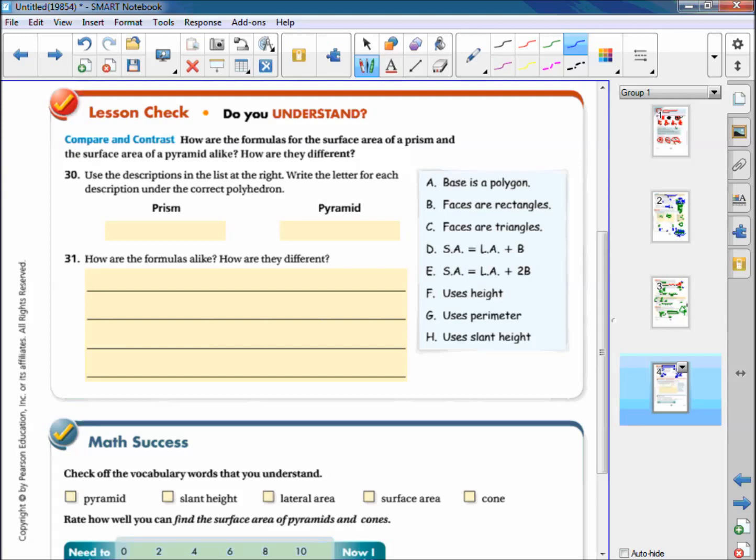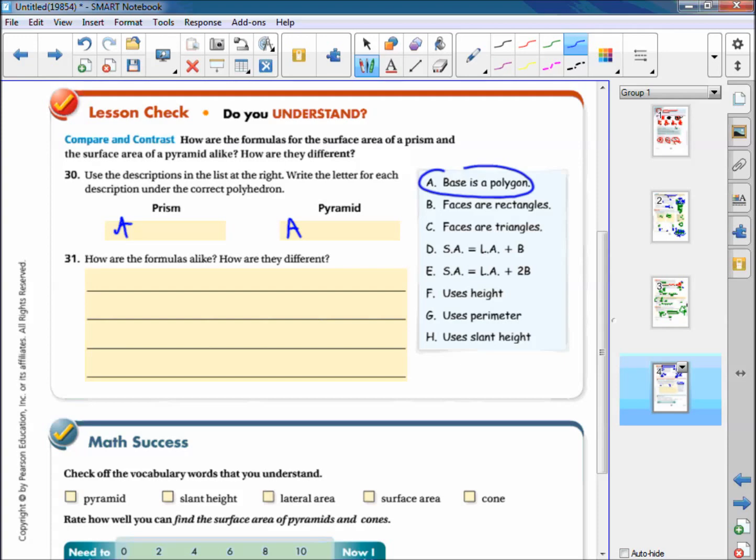Okay. So remember, a prism has 2 bases with rectangles all the way around, and a pyramid has 1 base with triangles all the way around. Okay. So how are the formulas alike? Let's see. All right, so prism, let's go through our list. A base is a polygon. This is going to be in both lists. Okay. For both prisms and pyramids, we have polygon bases. Prism has 2 of them, but pyramid only has 1.